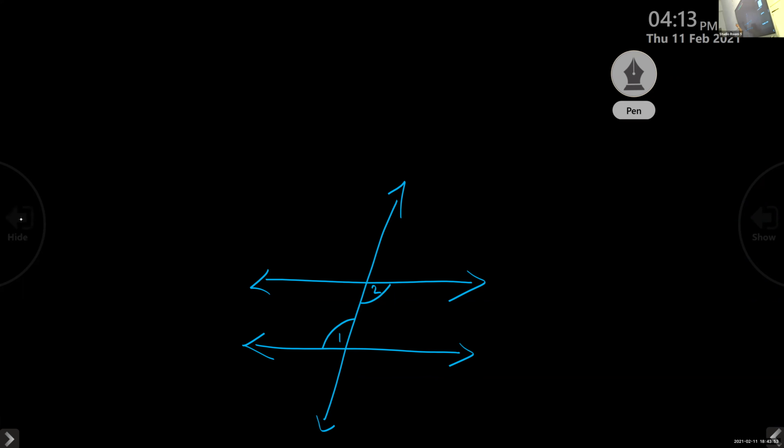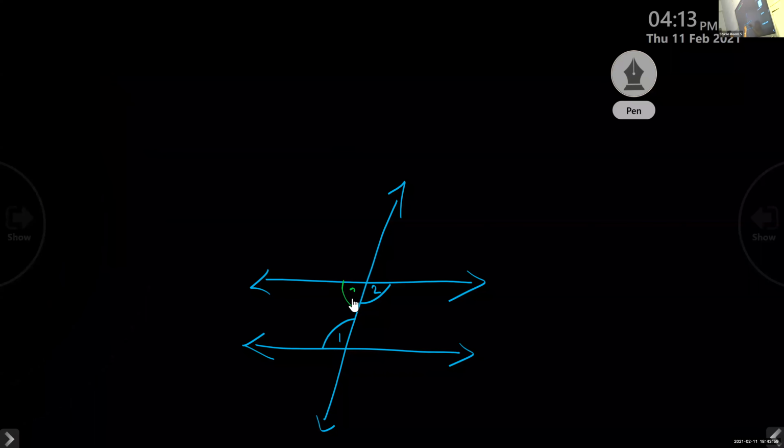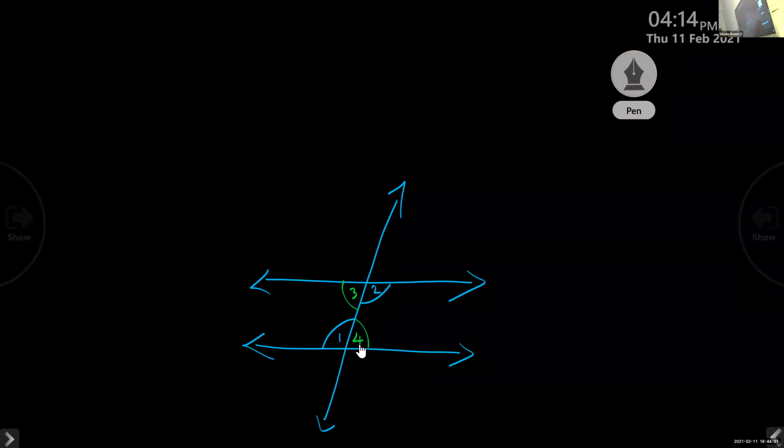Another pair of alternate interior angles are these, angle 3 and angle 4. By the name itself you can understand: alternate means one after the other, the opposite. Interior means they are lying within these two lines. What is their peculiarity? They are also equal in measure. When two lines are cut by a transversal, all pairs of corresponding angles are equal, and pairs of alternate interior angles are equal.